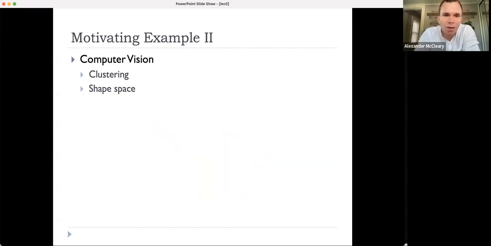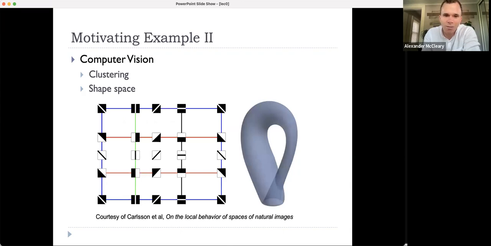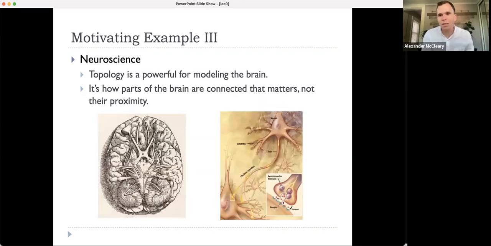The next example we're going to look at is computer vision. So this includes things like clustering, looking at how the data in data sets is clustered, and also the shape of data sets. So in one example, Carlsson et al. showed that actually the shape of handwriting data, which you can see here, actually turns out to be a Klein bottle.